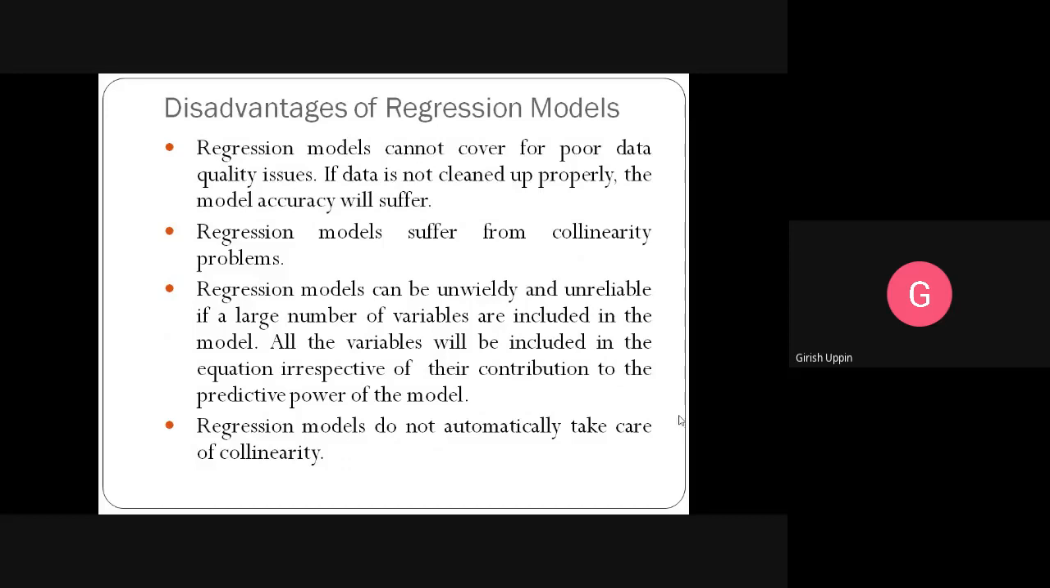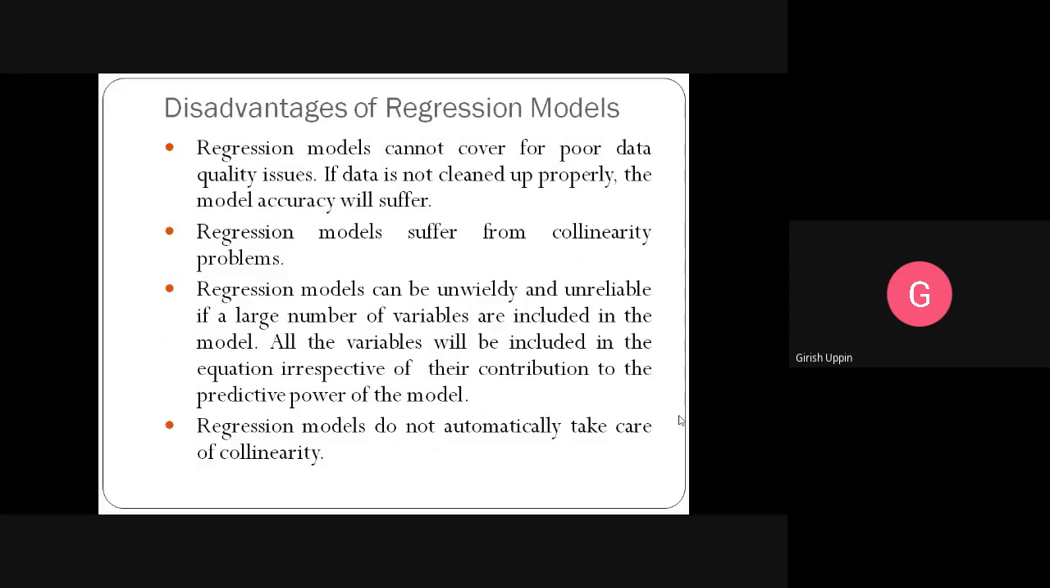Regression models can be unwieldy and unreliable if a large number of variables are included in the model. So you have to be careful about how many variables you include. With a large number, it is very difficult to figure out the relation between all those variables. That can result in very unreliable predictions by the regression model. All the variables will be included in the equation irrespective of their contribution to the predictive power of the model. So this is one disadvantage. It doesn't check the predictive power of each of the independent or predictor variables.